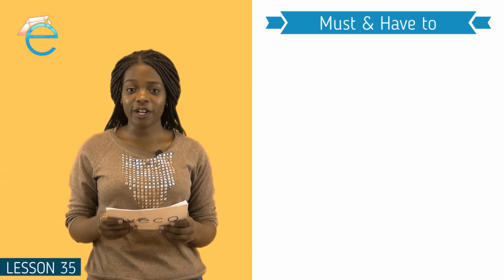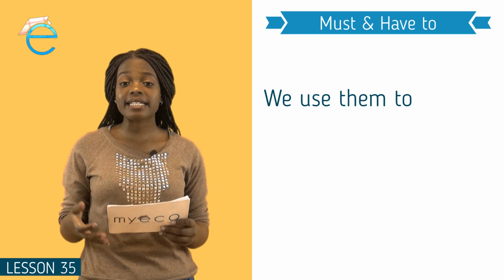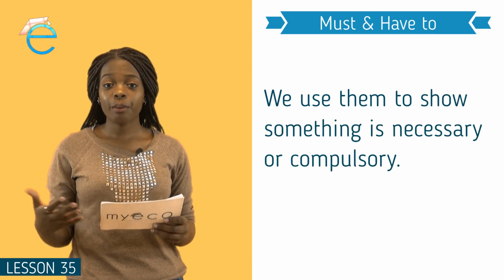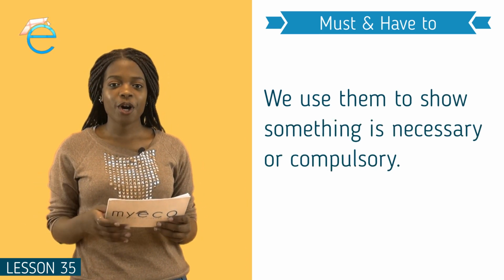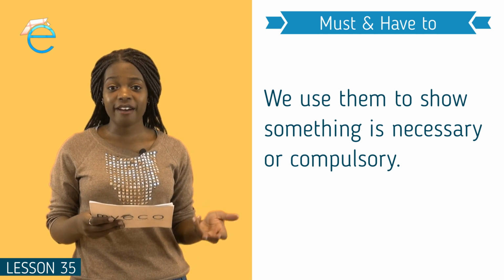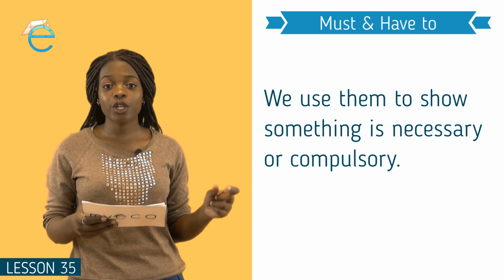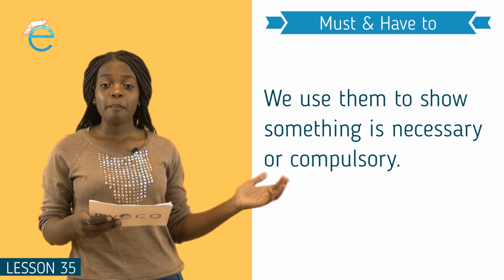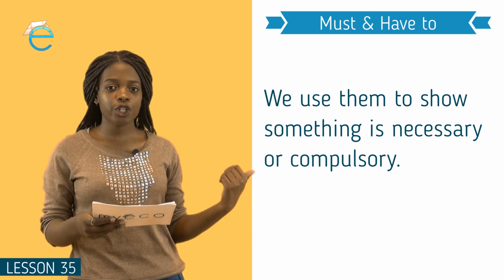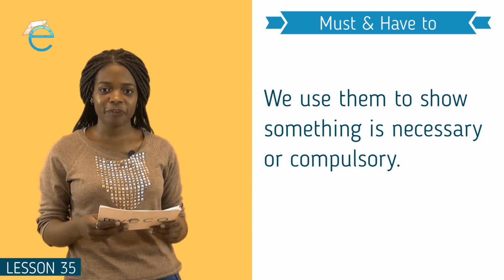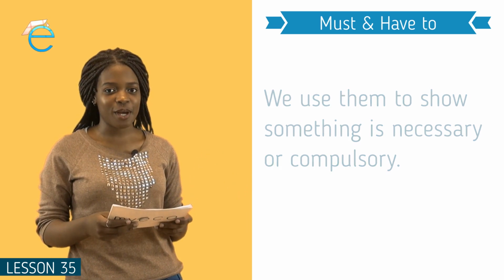Okay, so we use must, have to, and have got to show that something is necessary or compulsory. We're going to start off with must and have to first. Now, they seem pretty similar and are used in the same situations, but later in the lesson, I'm going to show you the difference between the two. Let's have a look at our first examples.